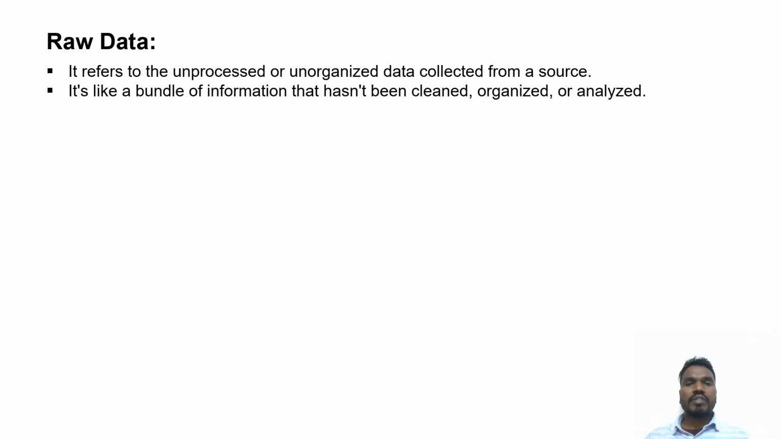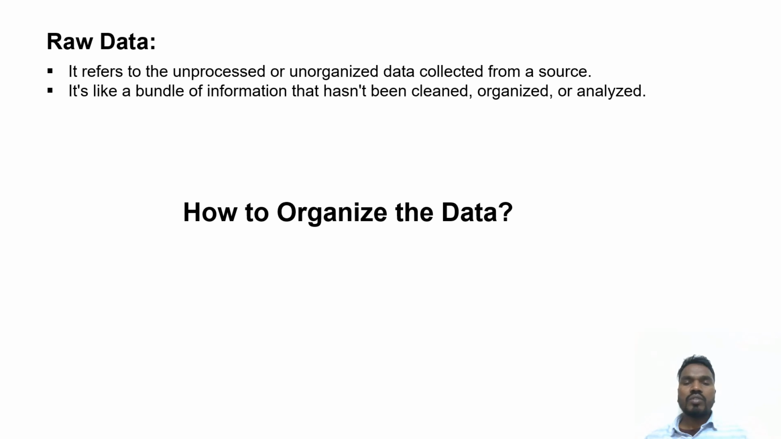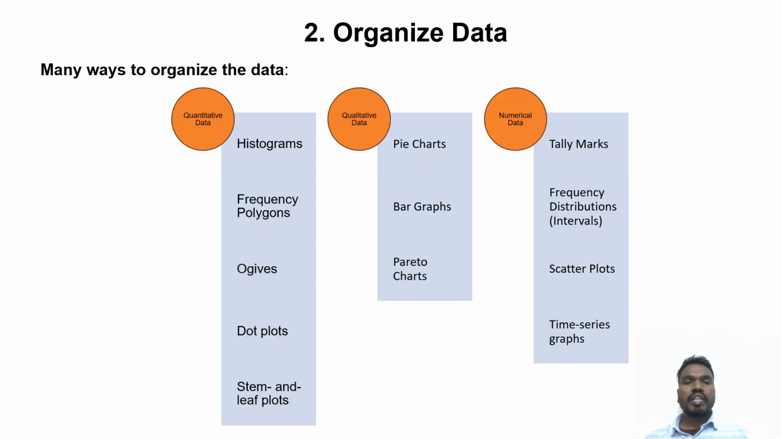As I discussed in session 3, the data which is unorganized or unprocessed, which you collected from a source, and which is not cleaned, not organized or analyzed, such kind of data is called raw data. So when you have raw data, how do you organize the data to make interpretations, to take informed decisions, right? That is step 2 of statistics, organize data. Here there are many ways we can organize the data.